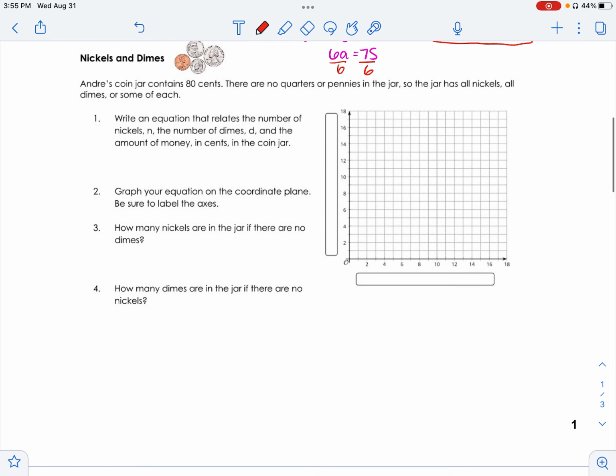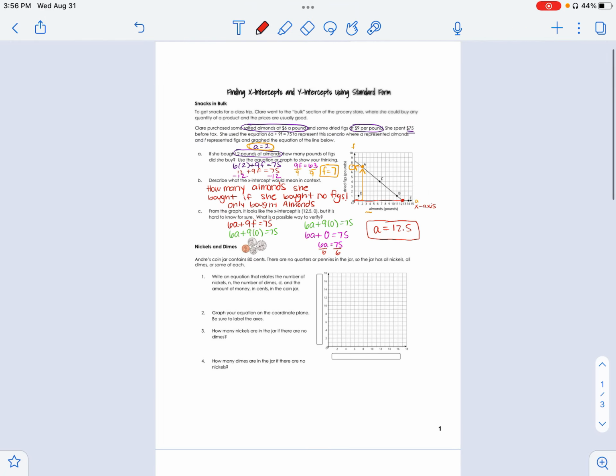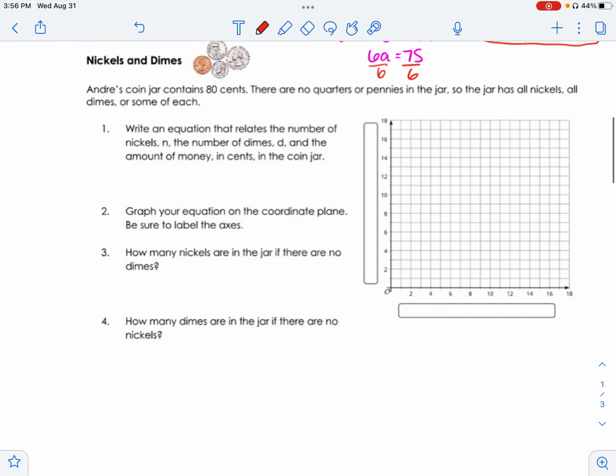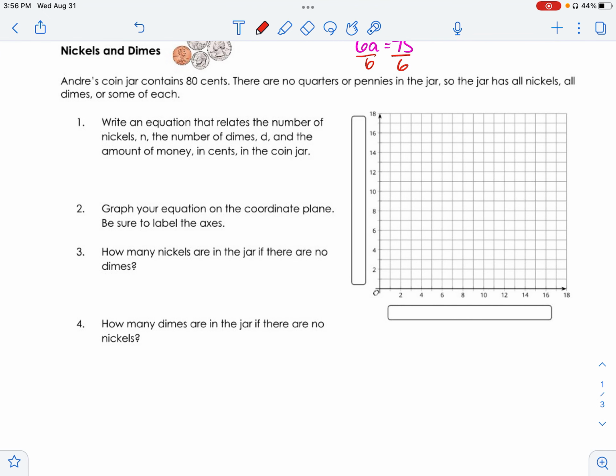All right, our next question. Andre's coin jar contains 80 cents. There are no quarters or pennies in the jar, so the jar has all nickels, all dimes, or some of each. Write an equation that relates the number of nickels N, the number of dimes D, and the amount of money in cents in the coin jar. All right, so we know that he has 80 cents total. So when I write this equation here, I'm going to say that the equation is equal to 80, because whatever combination of coins he has, the total has to be 80 cents.